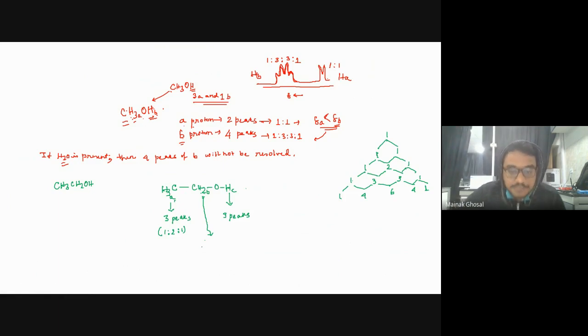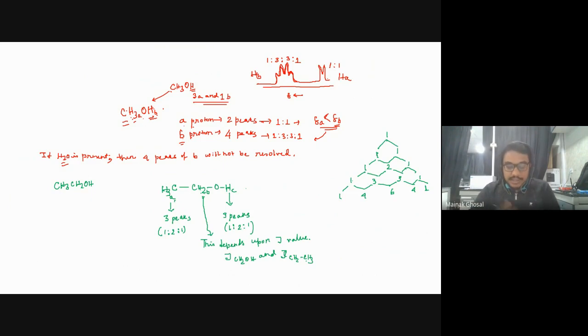The splitting depends. Okay, so the ratio will be the same here, 1:2:1. This depends upon J value. That means J of CH2OH and J of CH2CH3. So it actually depends on whether the CH2 group is interacting with this OH more or CH3 more. This is the main factor here. Okay.